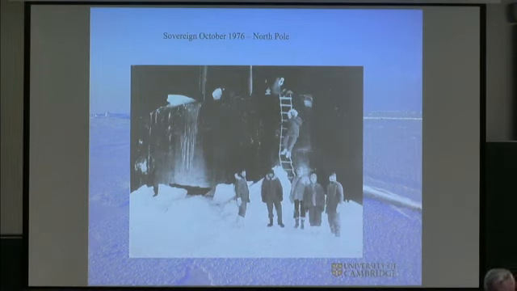So start with submarines. Submarine measurements of ice thickness started in 1958 with the Nautilus crossing the Arctic Ocean. It was by accident that they measured it because they thought they needed an upward-looking sonar for safety, and they saw it gave these wonderful pictures of the underside of the ice.